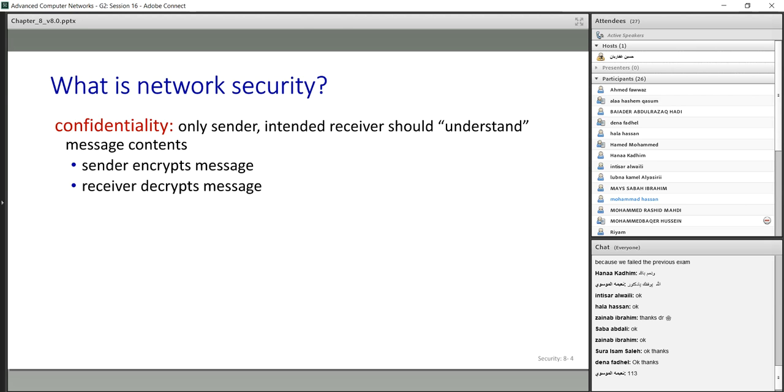For example, if I try to send a message for Ahmed Faiz, nobody of you should understand the content of my message. Nobody of you. This is the confidentiality. For example, if I say, Ahmed Faiz, how are you? Are you okay? All of you can understand what I'm saying. So this message is not confidential.